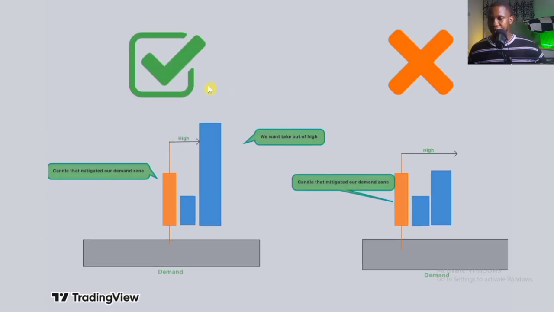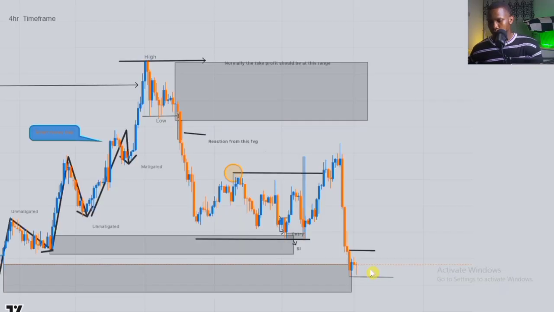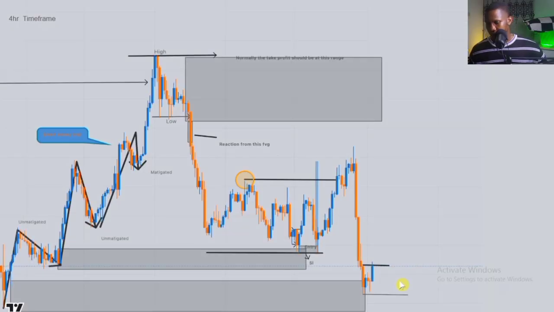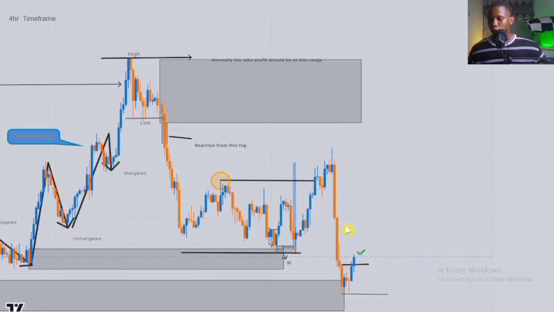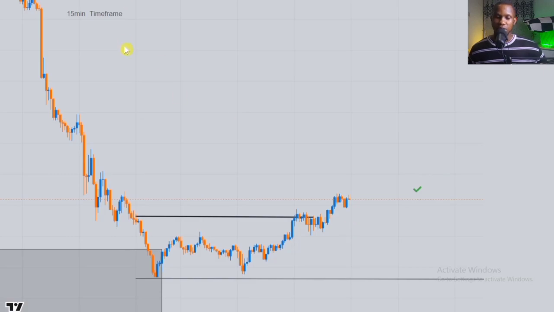This is what we actually need, this high. So let's see what the market will do for us. Okay, and finally we've gotten what we want. So we move to our 15 minutes time frame.